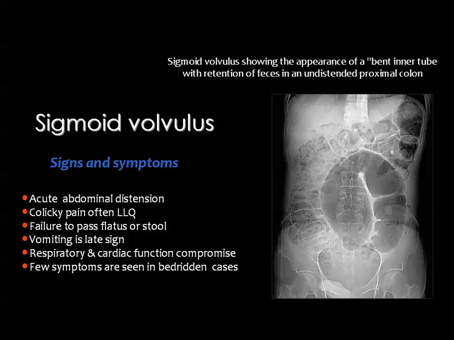I have to say that the plain film is the most reliable imaging technique for diagnosis of volvulus of the sigmoid and also the volvulus of the cecum. The symptoms of sigmoid volvulus include acute abdominal distension, colicky pain in the left lower quadrant, failure to pass flatus or stools, and vomiting is a late sign. Respiratory and cardiac function may be compromised, and these symptoms are almost absent in patients who are bedridden.